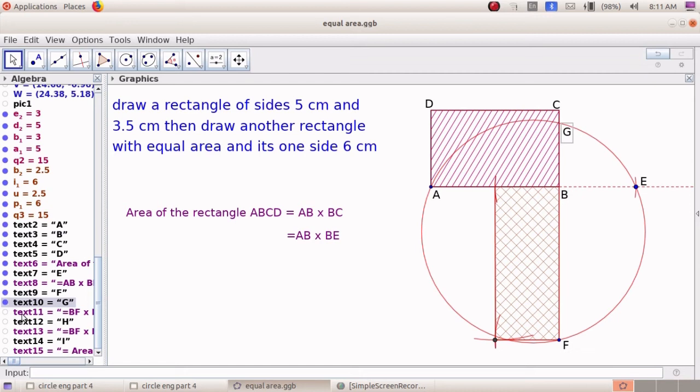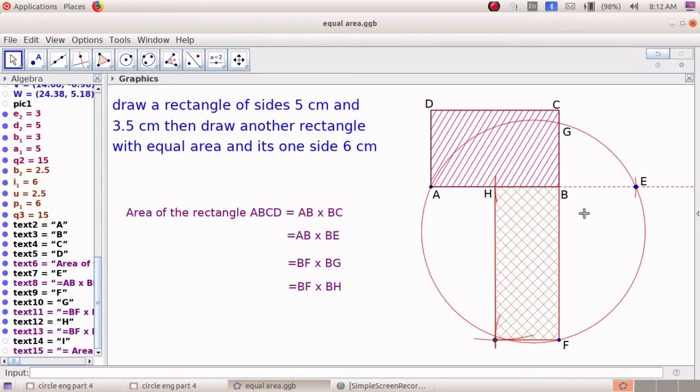Now we have marked this point such that BG and this much distance are the same. So let us name this one by another point, let it be H. And therefore we can tell BF into BG will be equal to BF into BH.